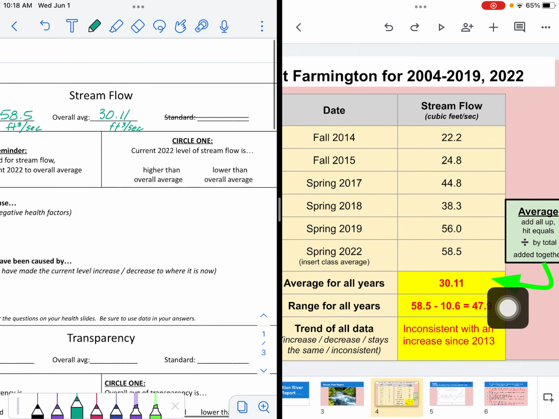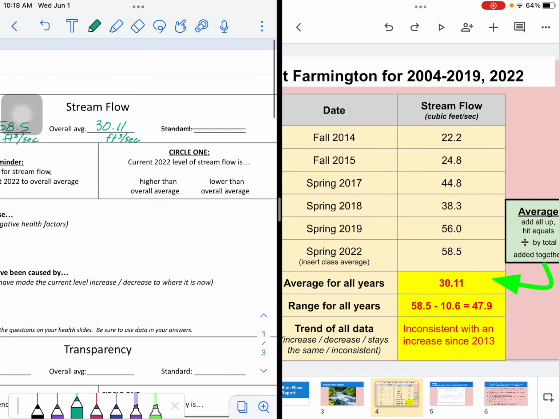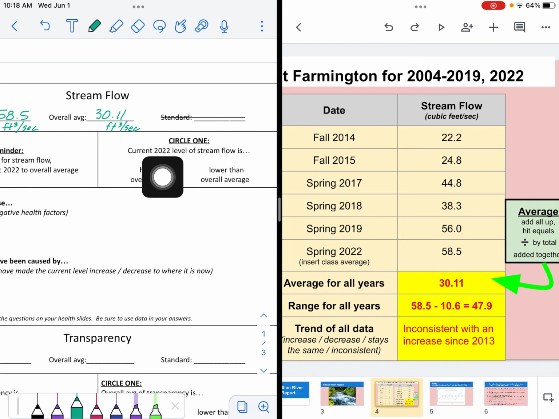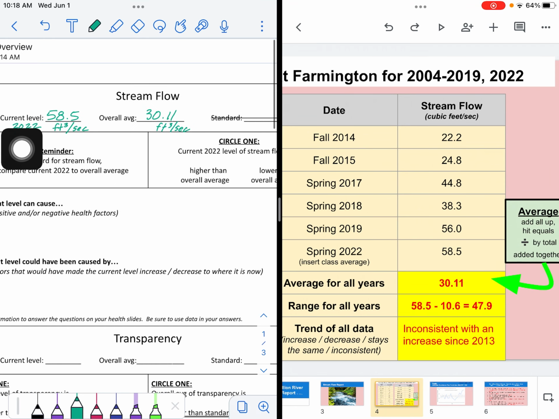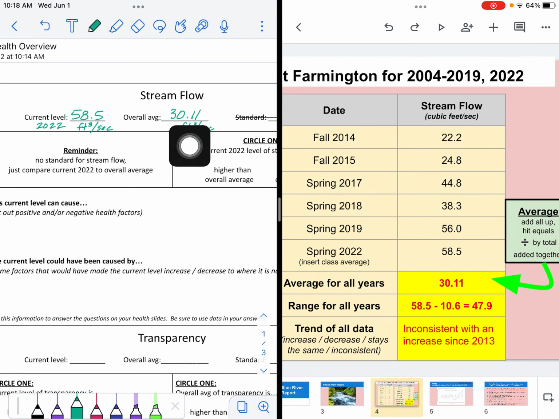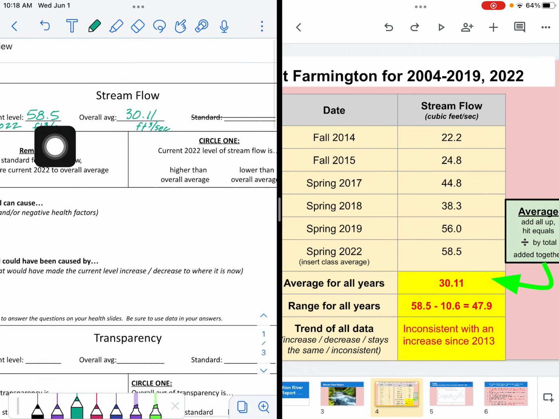And again, stream flow is tricky because there's not a standard. There's not a number that says, okay, the river is healthiest at this stream flow. We just have to kind of compare it to each other. So that's what we have going on here. We want to compare, is the current level of stream flow higher or lower than our overall average? So looking at these two numbers, we should be able to make that quick comparison. The current level of stream flow, 58.5, is higher than the overall average that we typically see at the river.